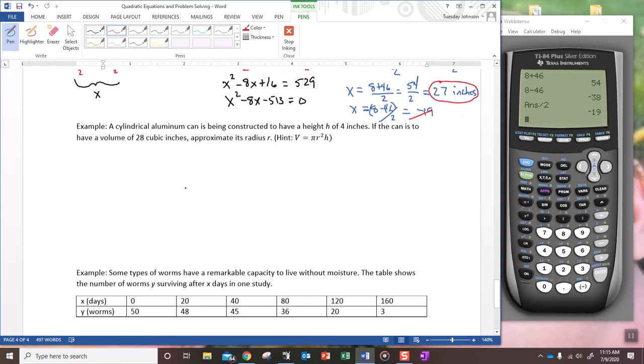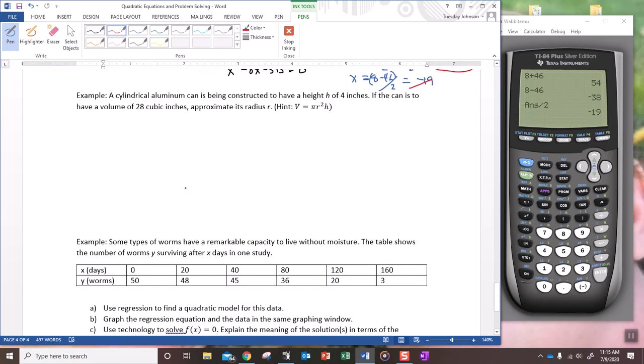All right, I forgot, there's still 2 more examples. A cylindrical aluminum can is being constructed to have a height of 4 inches. If the can is to have a volume of 28 cubic inches, approximate its radius r. We're going to go 2 decimal places. And exact.